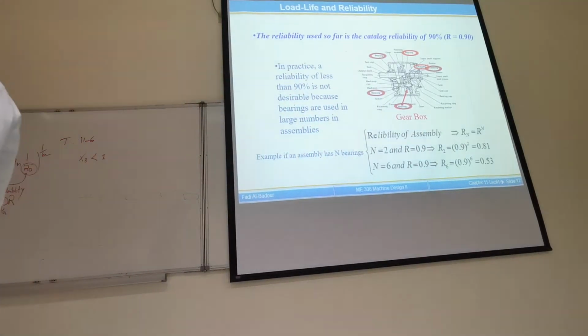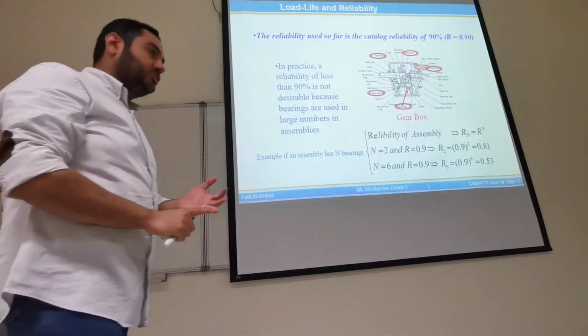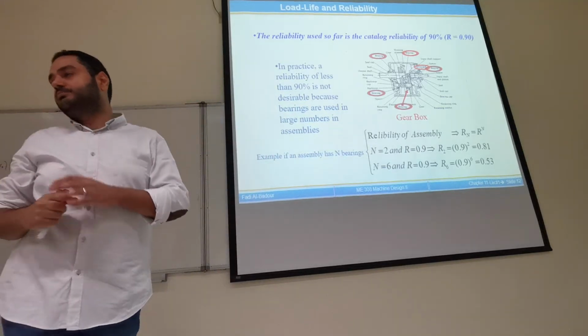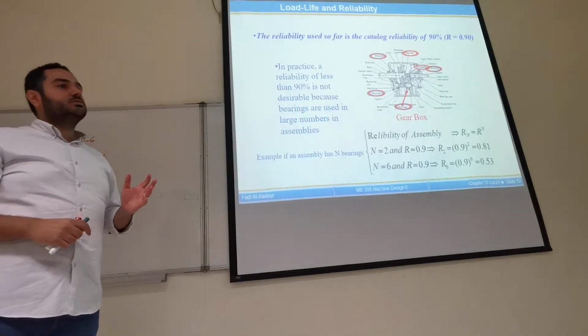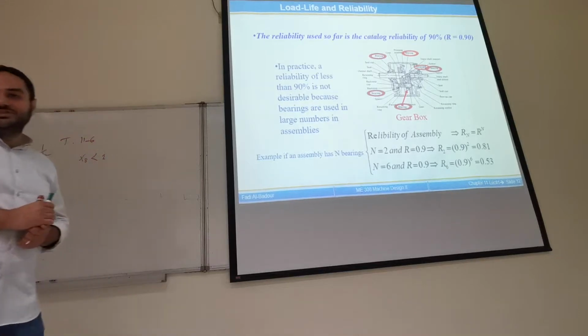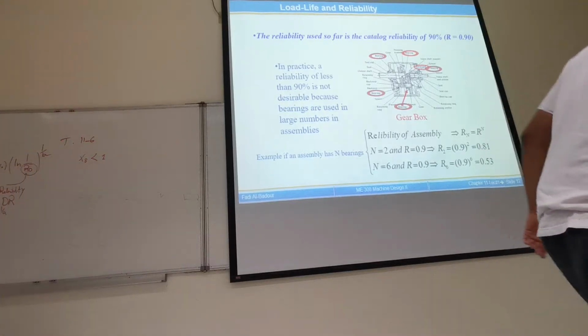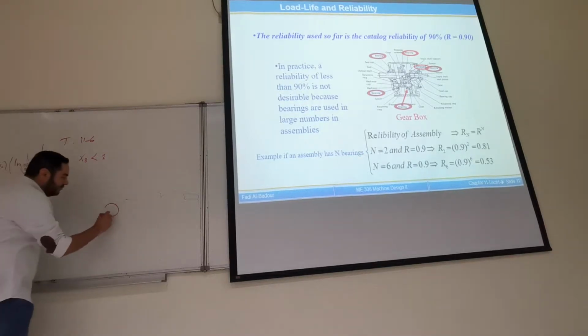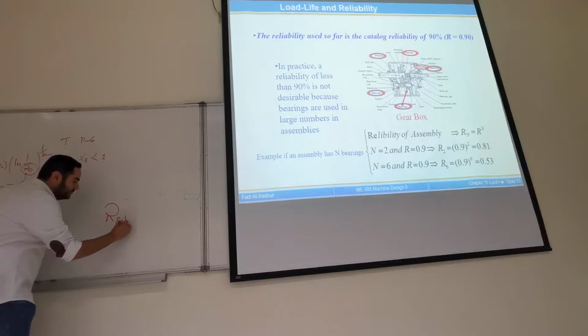Now if any of those fail, can I still continue running the gearbox? The answer is no, because if one fails, it starts to produce noise and vibrate a lot, and this will ruin the gears, etc. Right? So it means we have a system in series. One failing means the rest fail. Right. So how do we determine the reliability of a system?